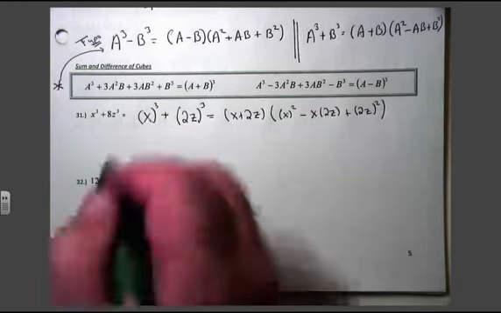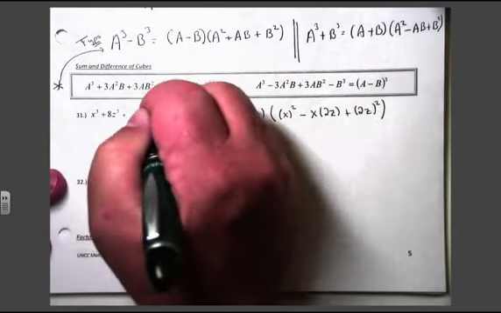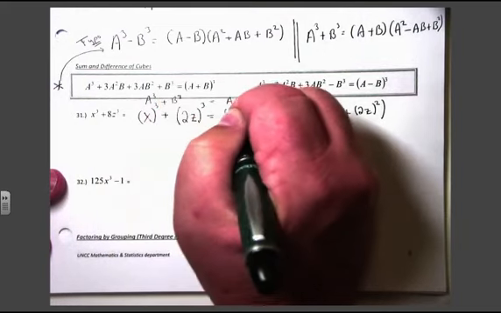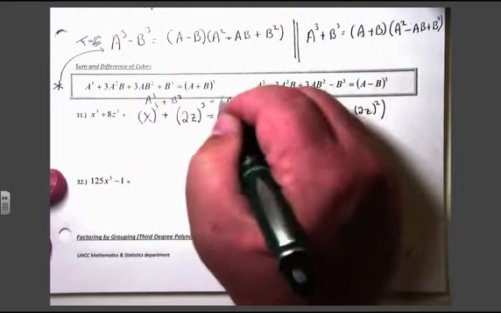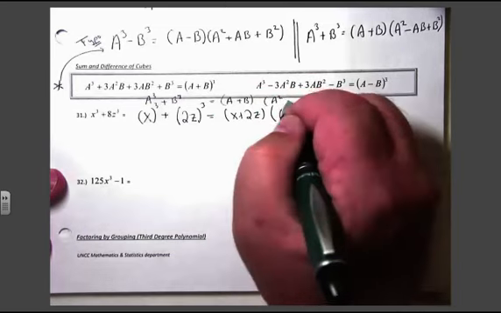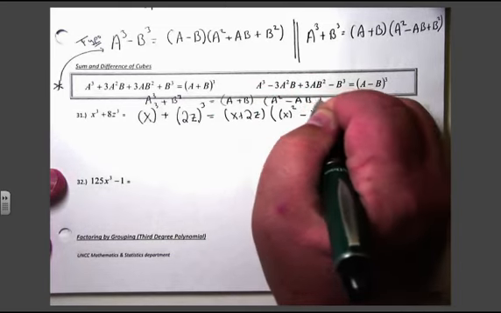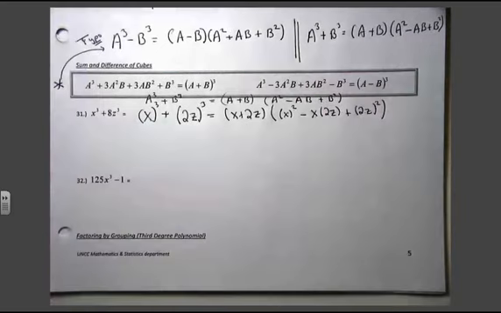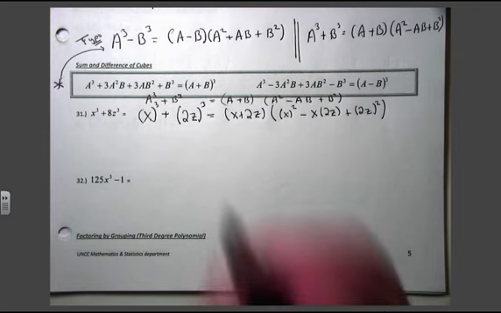Let me just show you. This is a cubed plus b cubed. This is equal to a plus b times a squared minus ab plus b squared. I just put parentheses here because I want to clean it up. Now how does this clean up?